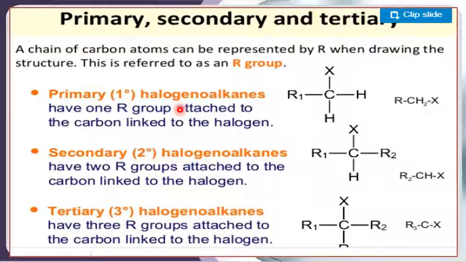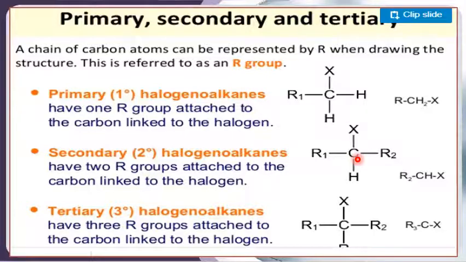Now, what is primary alkyl halide? Primary alkyl halide is also called 1 degree alkyl halide. The alkyl halide in which the halogen atom is attached to the primary carbon atom is called primary alkyl halide. That is, the carbon atom is attached to only one other carbon atom.